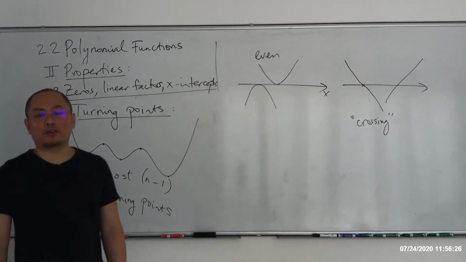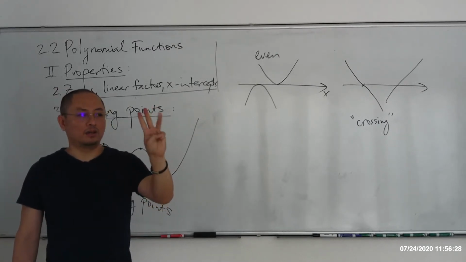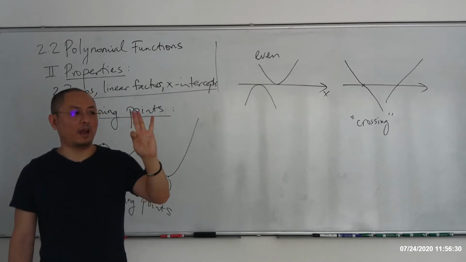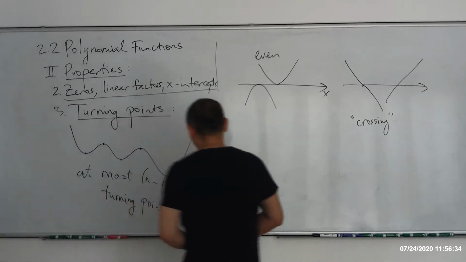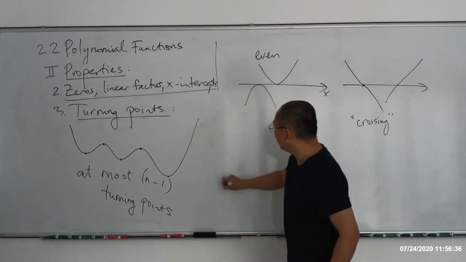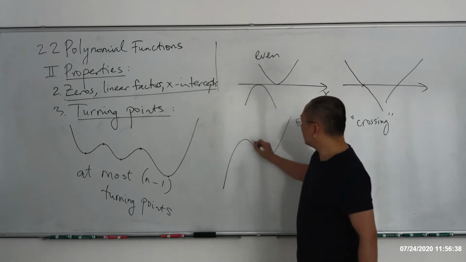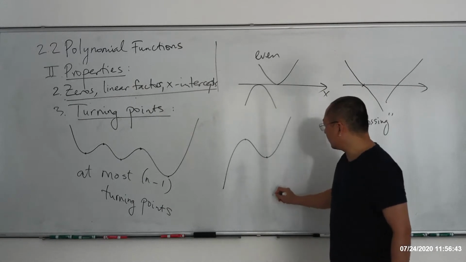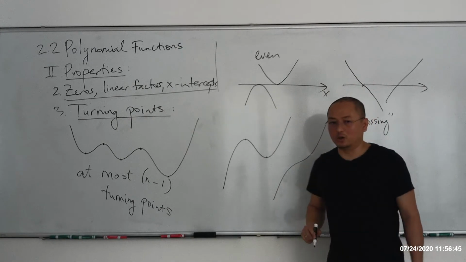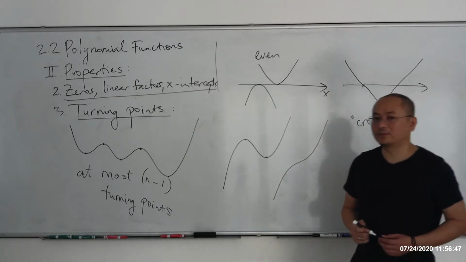And polynomial of degree 3, you may have 2 turning points or no turning points. Okay? Look at polynomial of degree 3, easy to draw this way. 2 turning points. This is one, this is another. Or you may have a polynomial of degree 3 this way. No turning point. Graph keeps going up forever.